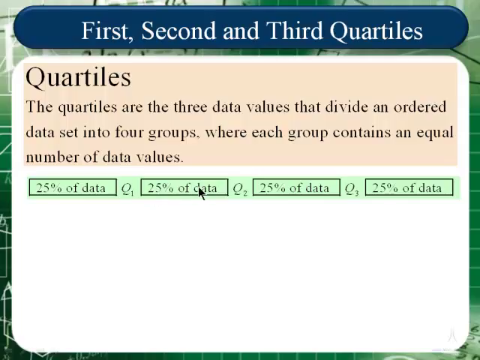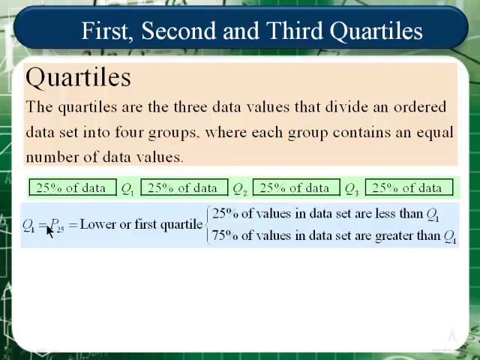25% of the data lies between Q1 and Q2. Another 25% lies between Q2 and Q3, and 25% above Q3. So therefore we have the 4 groups, each containing 25% of the data.